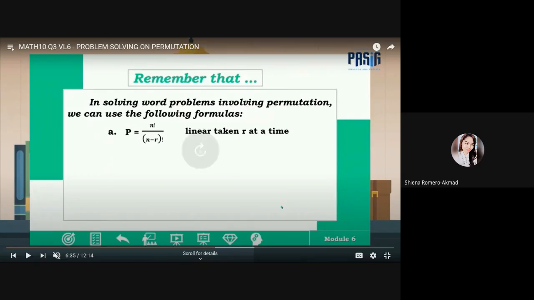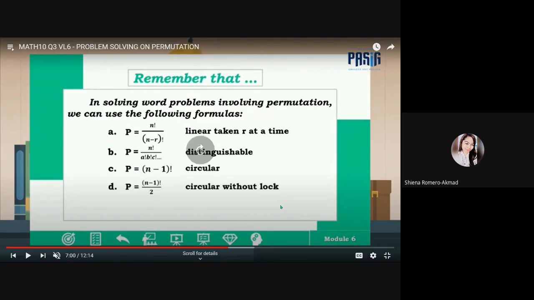Next is, if you are going to solve for a permutation of distinguishable objects, when I say distinguishable objects, you cannot identify the difference between the two kasi pareho sila. You will use this formula. Next, letter C, kapag circular, like for example, in a round table, and you cannot flip the table. You know already, alin yung counterclockwise at clockwise. You will use this formula.